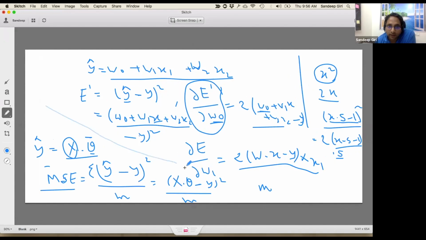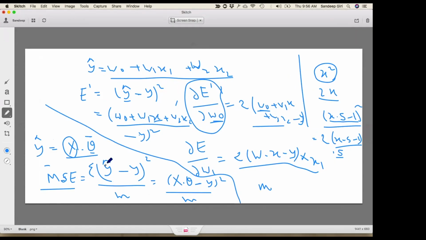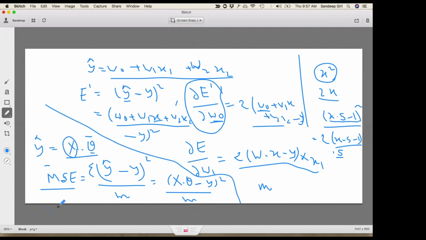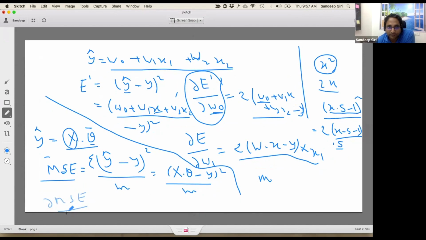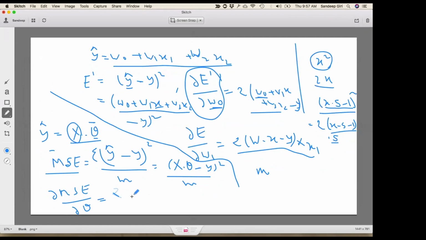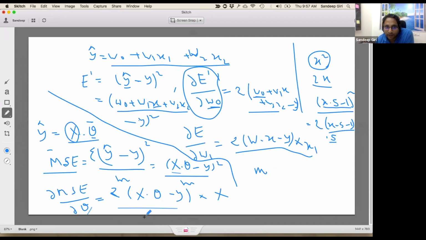So here, till this point you're clear, right? Then when I say the rate of change of MSE with respect to theta, the 2 will come down. It'll be x theta minus y, multiplied by x, because theta's coefficient is x, since we are differentiating with respect to theta, and it'll be divided by m.